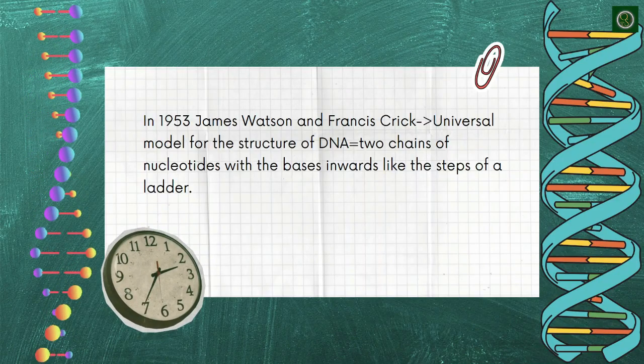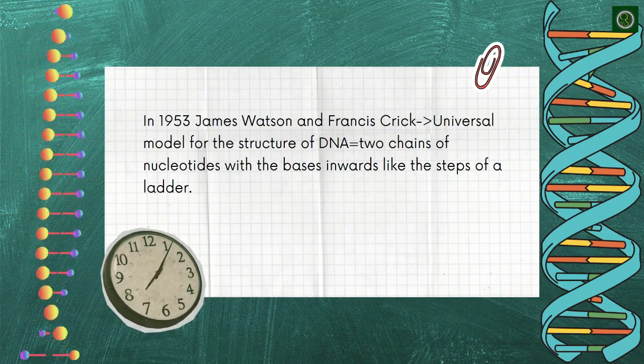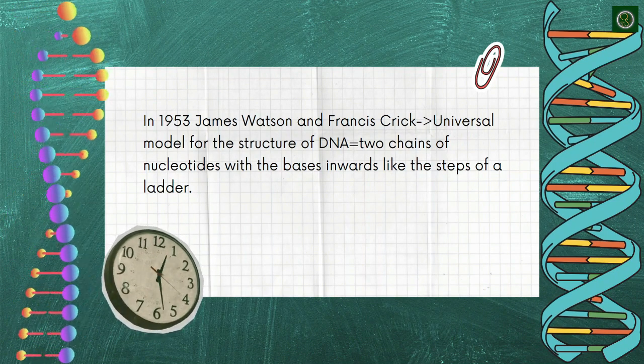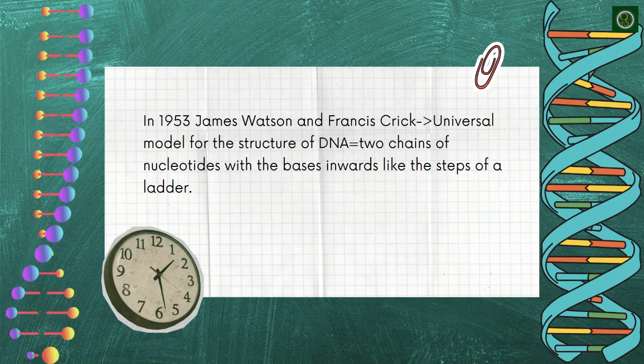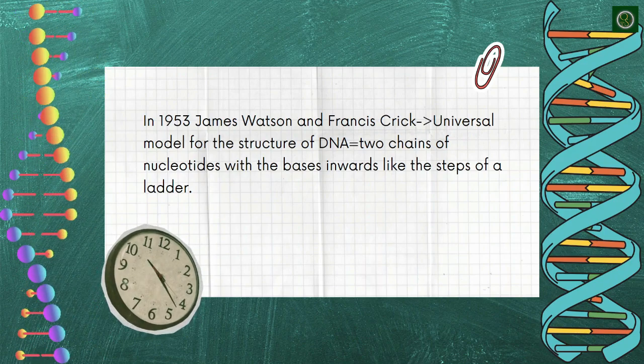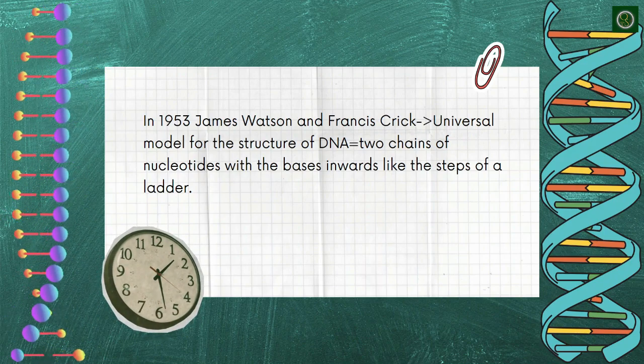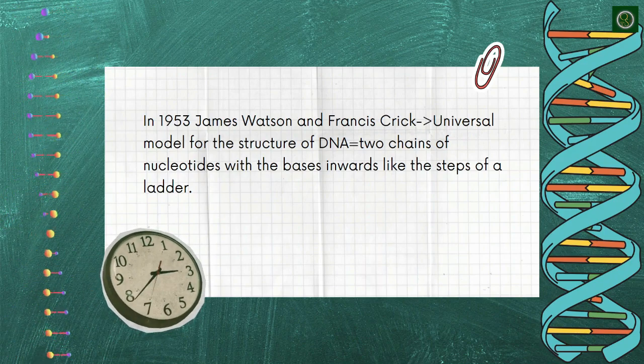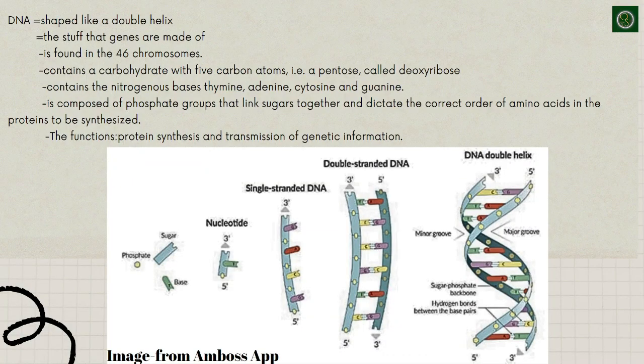DNA. In 1953, James Watson and Francis Crick proposed a universal model for the structure of DNA. It consists of two chains of nucleotides with the bases inwards, like the steps of a ladder. DNA is shaped like a double helix and is the stuff that genes are made of. DNA is found in the 46 chromosomes of the human cell.